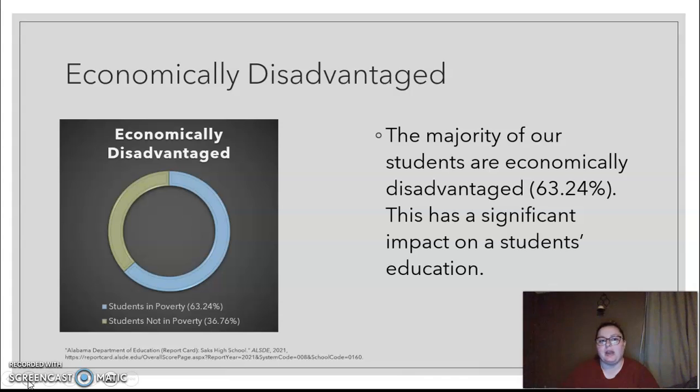So looking at this graph here of our economically disadvantaged students, again, these are students who live in poverty, and this is determined by those who are eligible for free and reduced meals. The blue in this circle graph here represents those students who live in poverty. Over 63% of our students are economically disadvantaged. This is the majority. Obviously, living in poverty has a significant impact on a student's education.